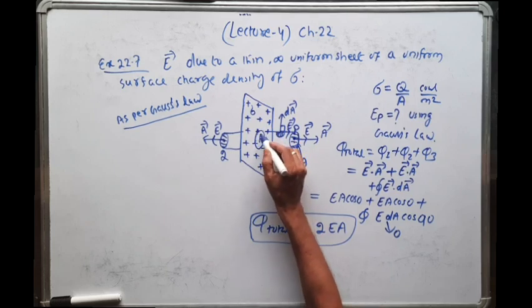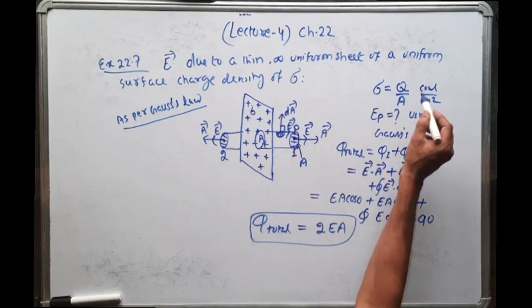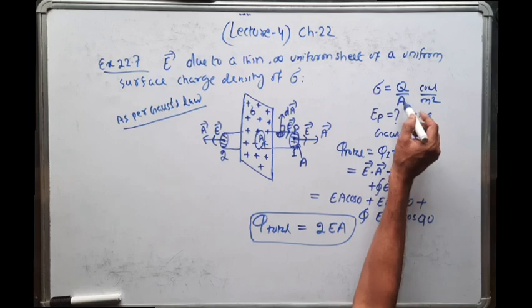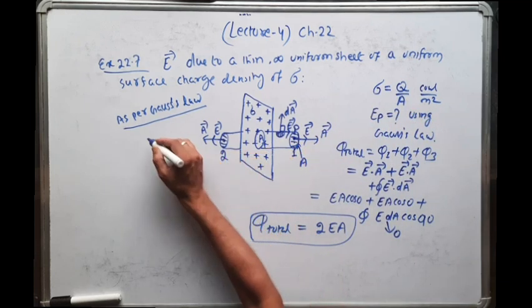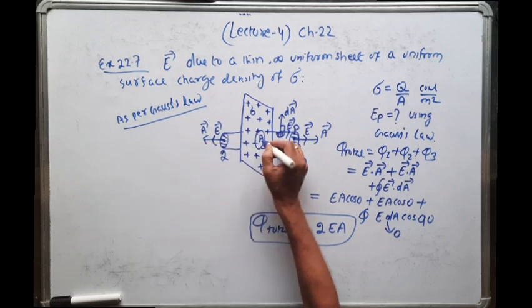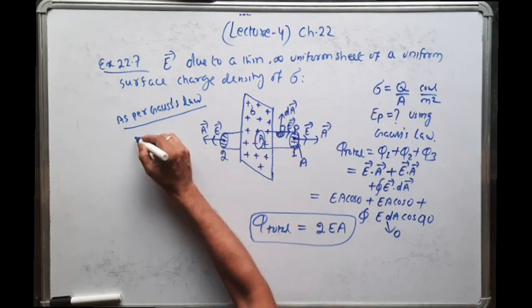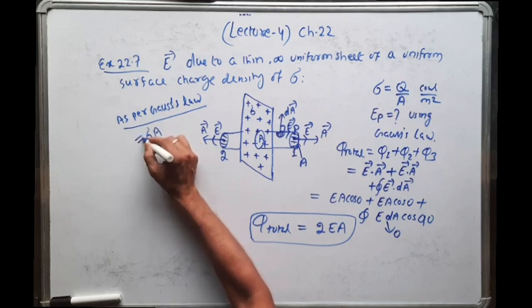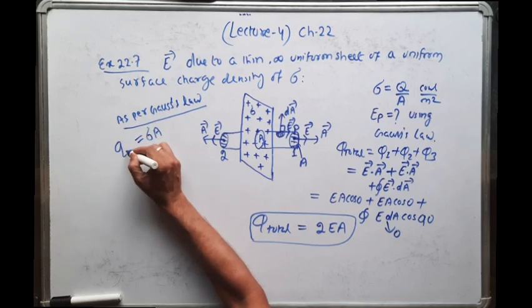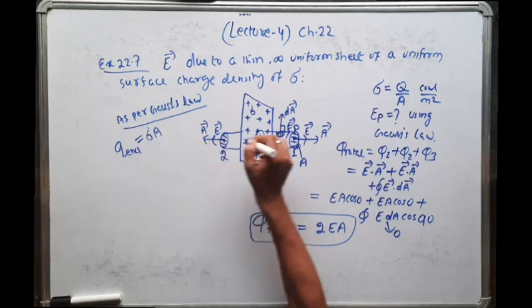Now we have to find the flux through this area. So you know what sigma is? Sigma is charge per unit area. So per unit area, charge is sigma. Per A area, what is the charge? So charge is equal to sigma into A. So this sigma into A is equal to the charge enclosed by this cylinder.